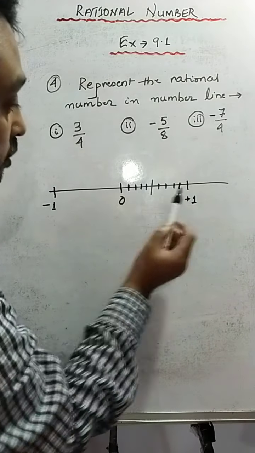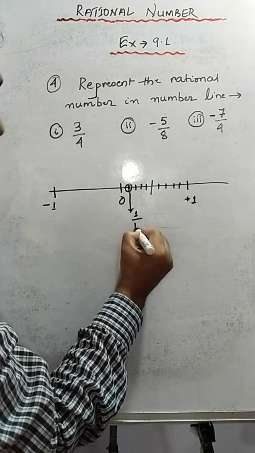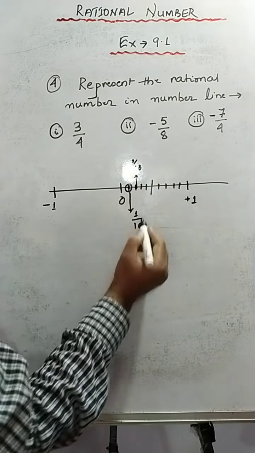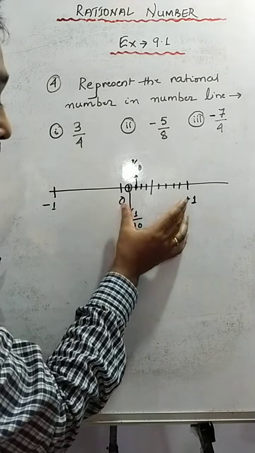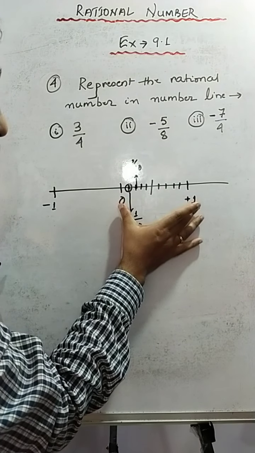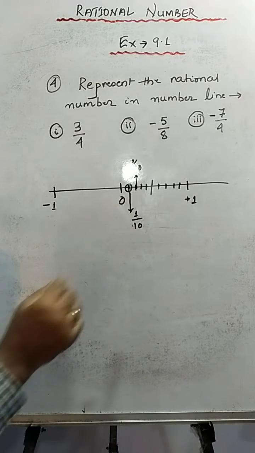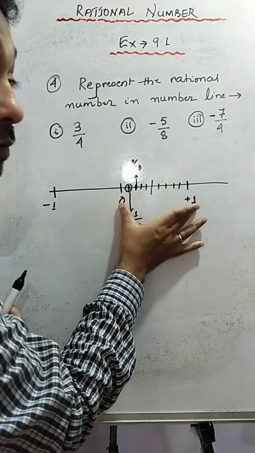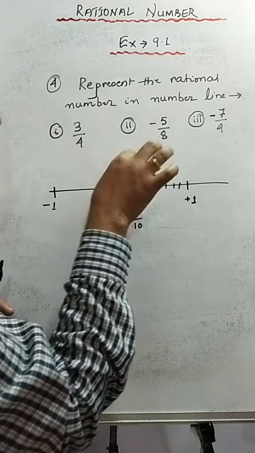So when there are 10 divisions, what will this point be considered as? This point will be considered as 1 upon 10. The second mark will be considered as 2 upon 10. So why are we writing this 10? See, the denominator is 10. So when the denominator is 10, how many divisions would there be? 10. If the denominator is 4, then how many divisions would there be between two consecutive numbers? 4. So this denominator is very, very important. This denominator decides how many divisions there would be between two consecutive numbers. Okay. So this is how we'll plot all these rational numbers on the number line.